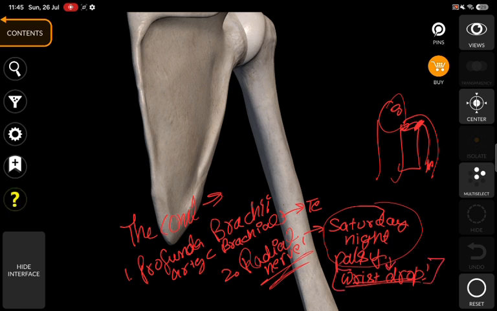So why does it lead to wrist drop? First of all, we should know that the radial nerve supplies the extensor compartment of the forearm. The posterior compartment is the extensor compartment. So the extensor compartment muscles get paralyzed, you cannot lift or extend your wrist. Because of that, it leads to wrist drop.